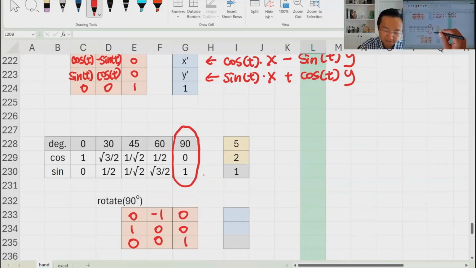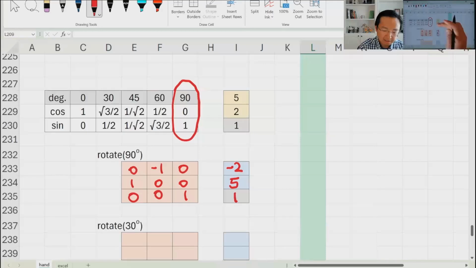So when you multiply this out, you're going to see that 5 times 0 is nothing, 2 times minus 1 is minus 2, okay, and then 5 and 1. So you can see what happened. With 90 degrees, you flip x, y, but one of them becomes negative. So it's kind of like that. If you draw this, that makes sense.